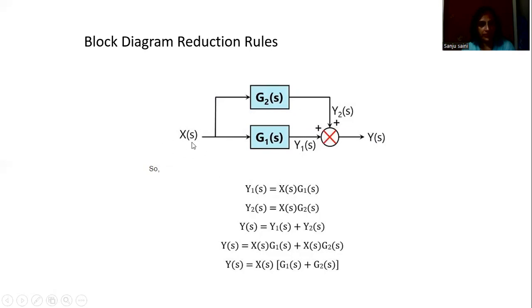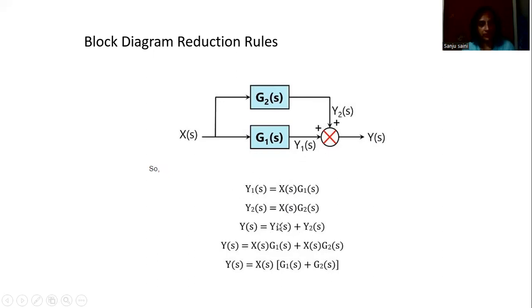Y1(s) is equal to X(s), the input, times G1(s), the transfer function of this path. So Y1(s) is equal to X(s) multiplied by G1(s). Similarly, Y2(s) is equal to X(s) multiplied by G2(s). So that we have written over here. Then what is Y(s)? The overall output is equal to the sum of these two outputs, that is equal to Y1(s) plus Y2(s).